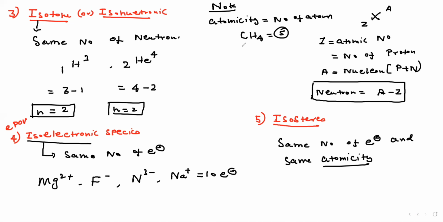I take ozone, O3. How many oxygen? 3. Therefore, atomicity is 3. Cl2, how many? Two Cl. Therefore, atomicity is 2. What is atomicity? The number of atoms in the molecule is called atomicity.